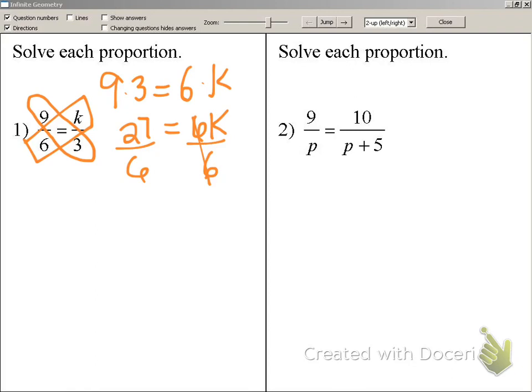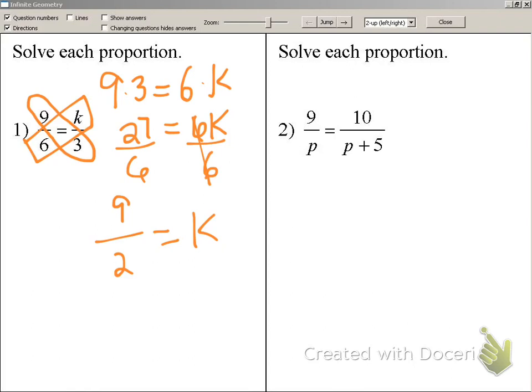Now, if the decimal terminates, that means stops, cuts off, like for this particular one, this would be 4.5. That is acceptable. But if it does not, then you cannot round the decimal. My rule of thumb is always just leave it as a fraction and reduce the fraction whenever possible. So we can look at this: 3 goes into 27 9 times. 3 goes into 6 2 times. So k is 9 halves. Leave it like that.